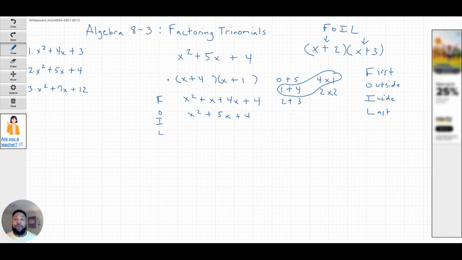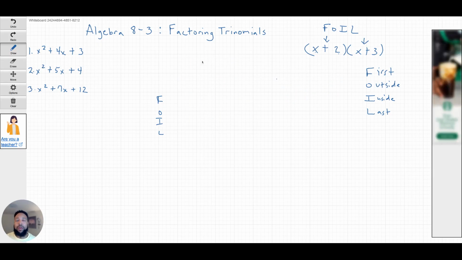Okay, so let's move on to the last problem. Okay, so our last problem is x squared plus 7x plus 12. Remember, always write your problems down.